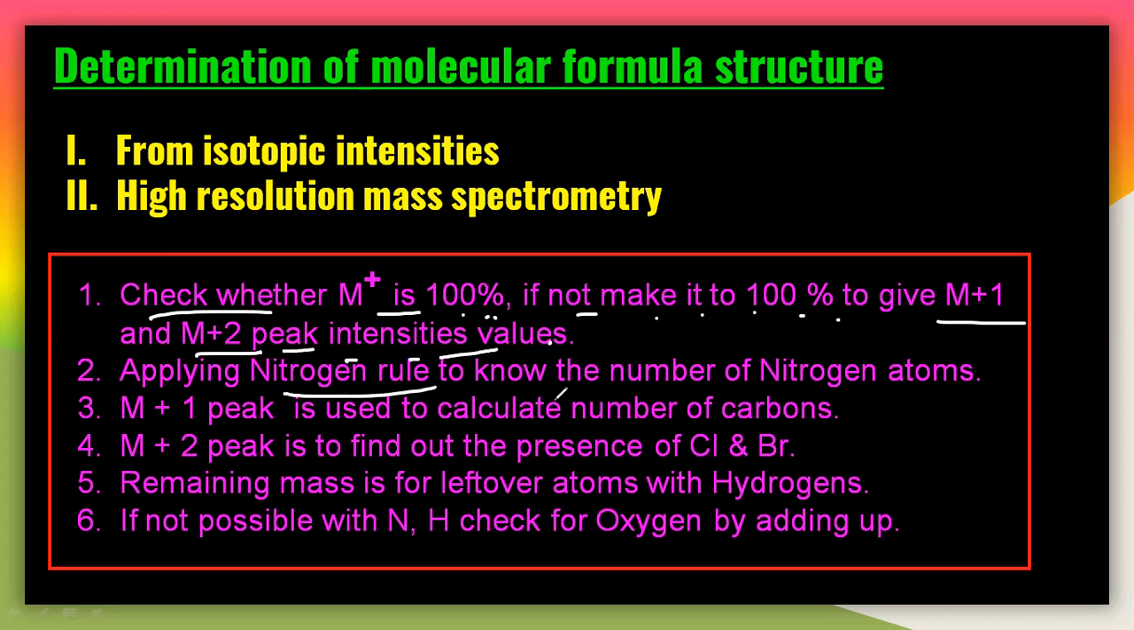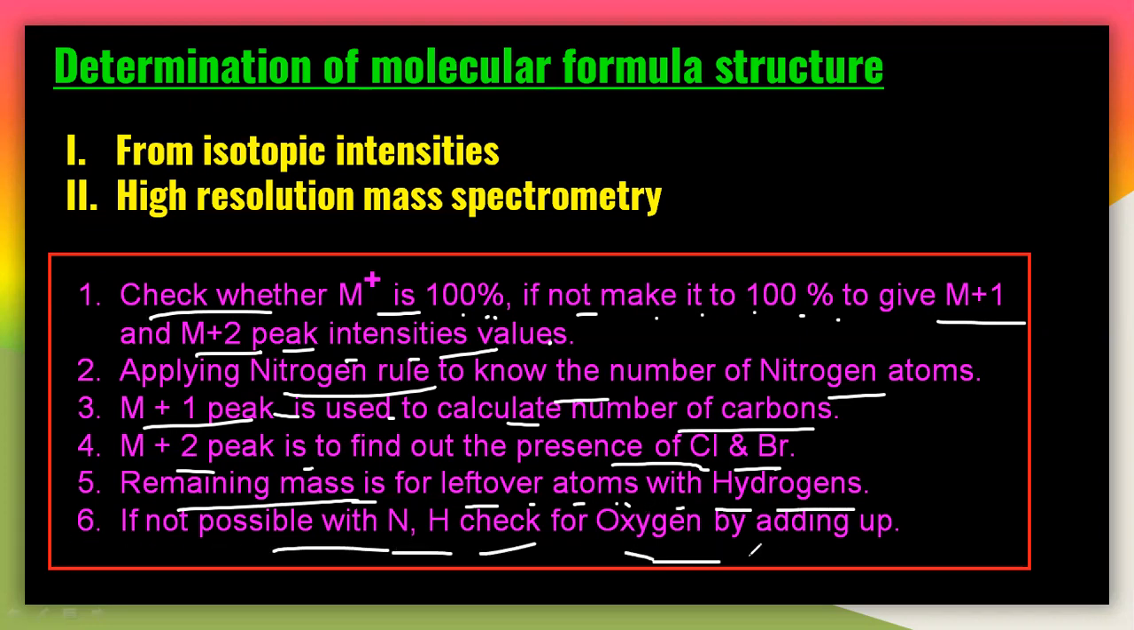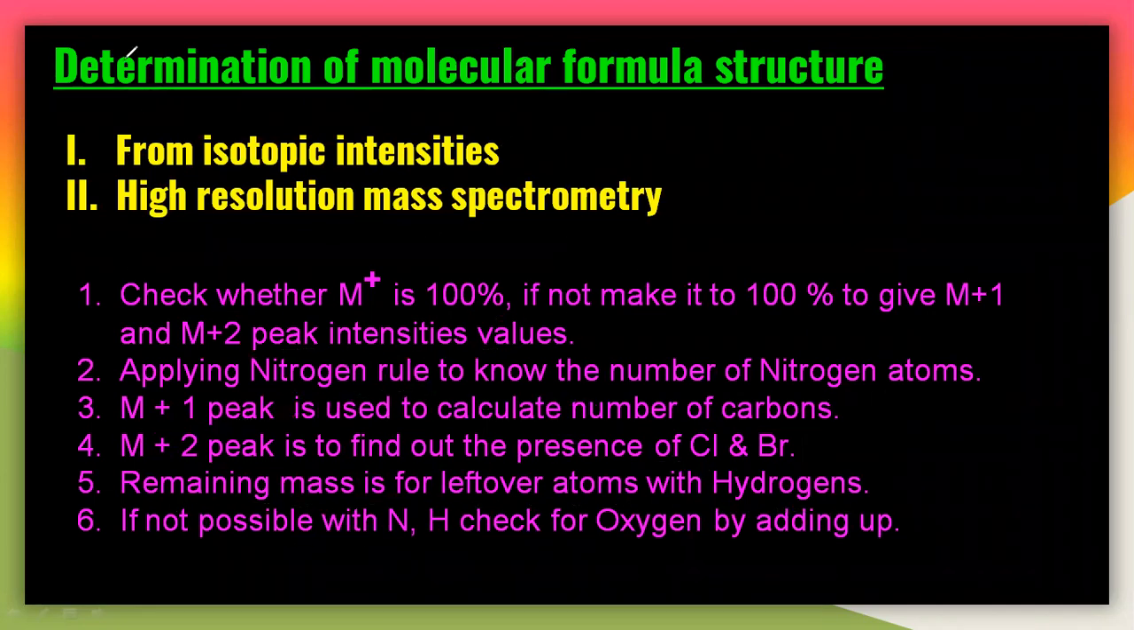Apply the nitrogen rule to know the number of nitrogen atoms. The M plus 1 peak is used to calculate the number of carbons. The M plus 2 peak is used to find out the presence of chlorine and bromine. The remaining mass is for the leftover atoms with the hydrogen. If not possible with nitrogen and hydrogen, check for oxygen by adding up. We will understand all these 6 points by taking one example.